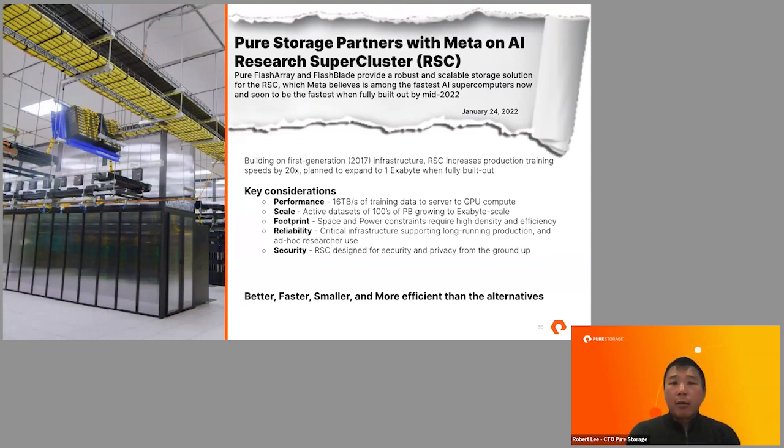And this has grown now to an environment that is really cutting across all of Pure's product lines, whether it's FlashBlade, as well as FlashArray//C. And what we're doing here is really powering all ends of Meta's AI research supercluster, whether it's their production model training environment, as well as their, I would say, more ad hoc or research-oriented environments. And we're doing this with a combination of FlashBlade as well as FlashArray//C.